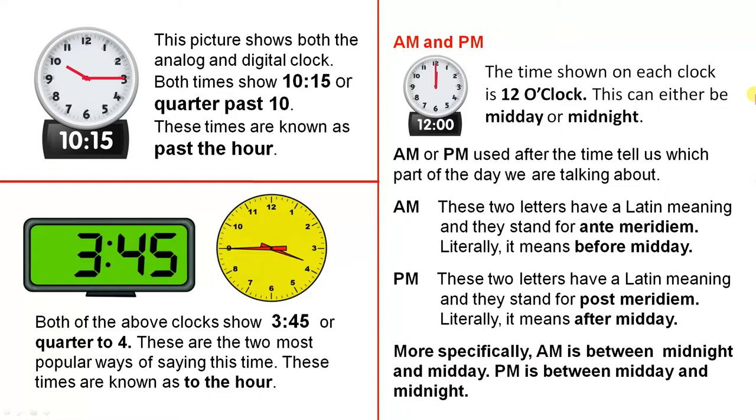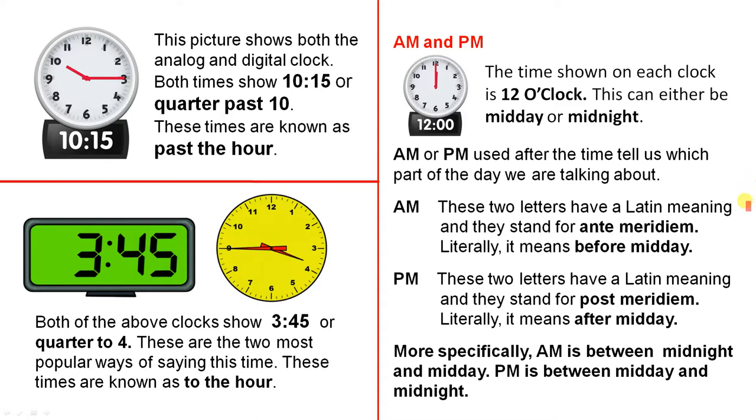AM and PM. The time shown on each clock is 12 o'clock. This can either be midday or midnight. So there's 12 o'clock there, and that's also 12 o'clock. AM or PM used after the time tell us which part of the day we are talking about.